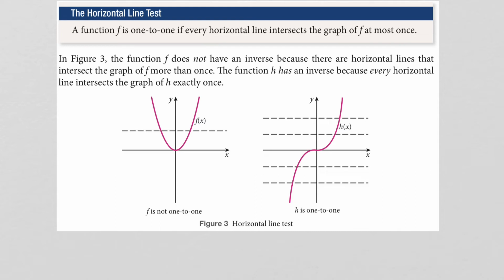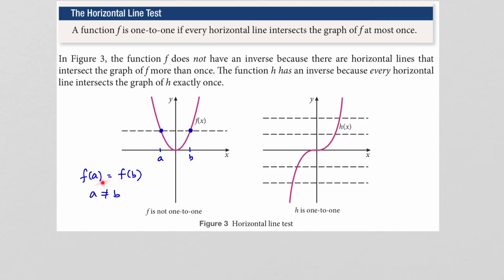And the reason it's not one-to-one is because when you draw a horizontal line, you can see that it intersects the graph of the function here, and it also intersects the graph of the function here. If you think of this as being A and this as being B, we can see that f of A is equal to f of B, right? Because they have the same height, the same y value. However, A is not equal to B because clearly these two numbers are different on the x-axis.